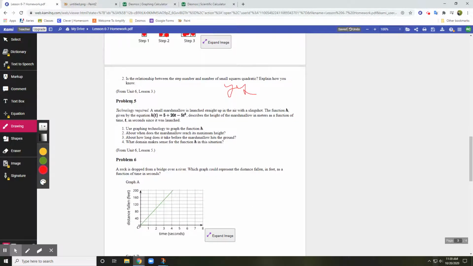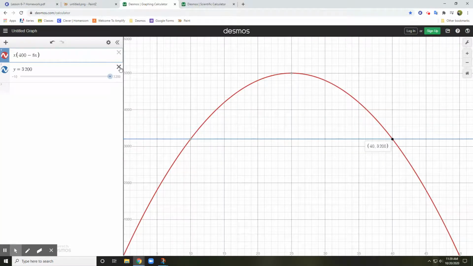All right, problem 5, technology required. A small marshmallow is launched straight up in the air with a slingshot. Here's our function to describe the height of the marshmallow. Let's graph h and find when it reaches its maximum height. So 5 plus 20t minus 5t squared.